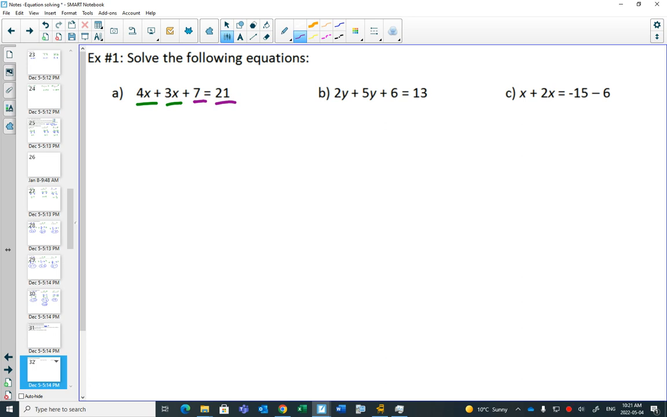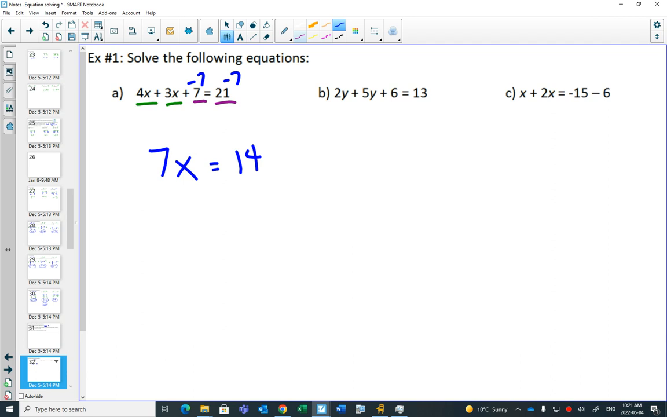So I could show some work by saying I would like to subtract 7 and subtract 7 to put those ones on the same side. I can do 4x plus 3x. What's that going to be? 7x. And when I subtract 7 on both sides, well, this 7 will go away. 21 minus 7 is 14. So I did a couple steps at once to combine all my like terms.